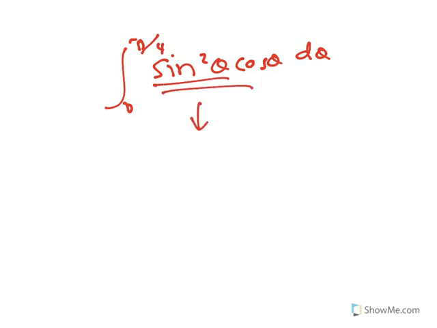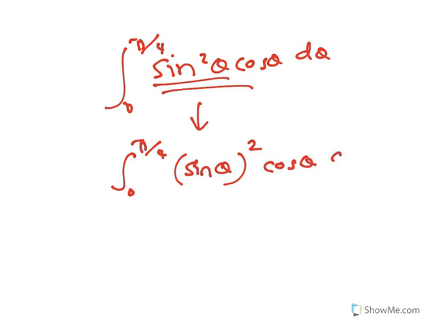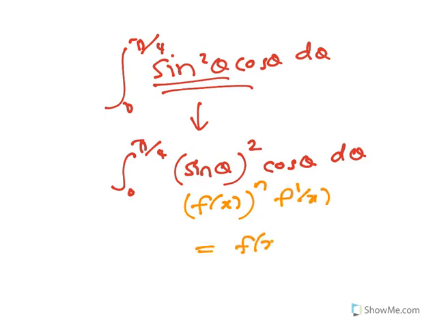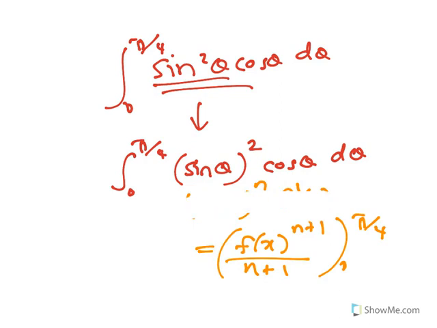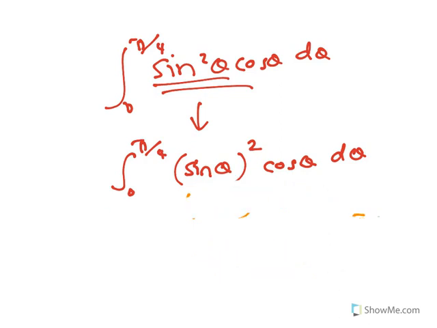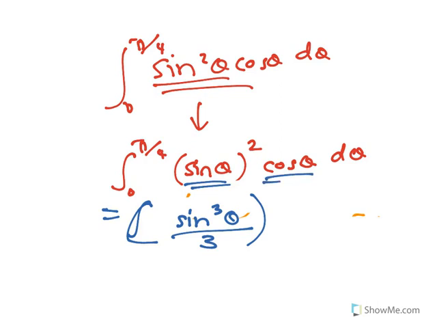That is a reverse chain rule. Because you've got 0 to pi on 4, you have sine theta to the power of 2 times its derivative cos theta d theta. So it's like having f of x to the power of n times f dash x, which ends up being f of x to the n plus 1 on n plus 1. And then you go from 0 to pi on 4. Okay, so that means it's going to be sine cubed theta on 3, because you add 1 to the index, because the derivative of sine is just cos, from 0 to pi on 4.